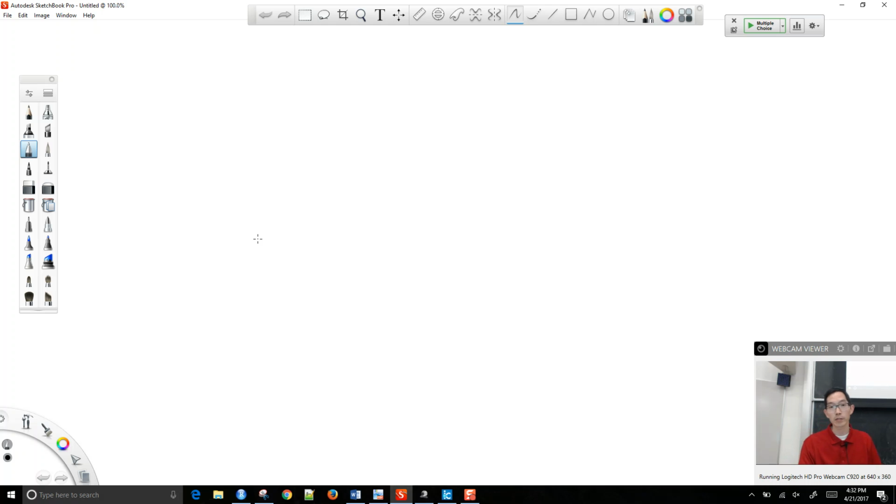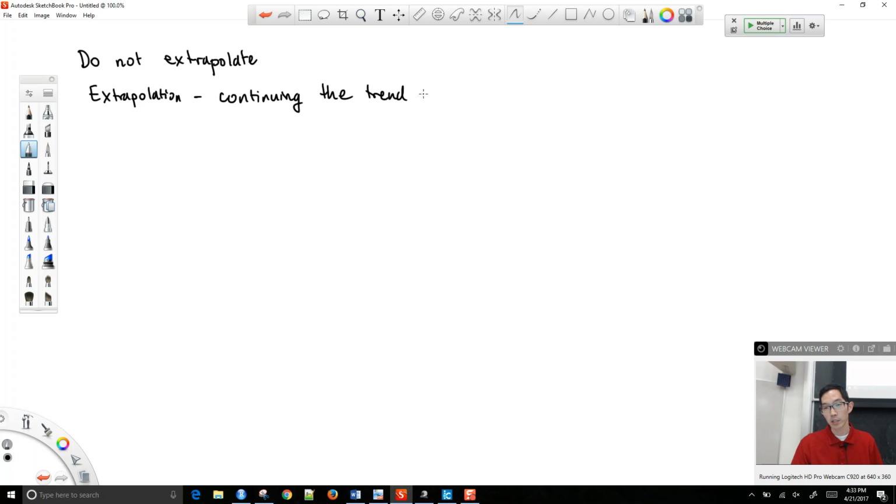Okay, other warnings that we have. Do not extrapolate. Okay, so extrapolation is the idea that you've collected data for a certain region and you continue the trend into areas where you have not collected data. So extrapolation is continuing the trend, or linear regression, into areas where you have not collected data.